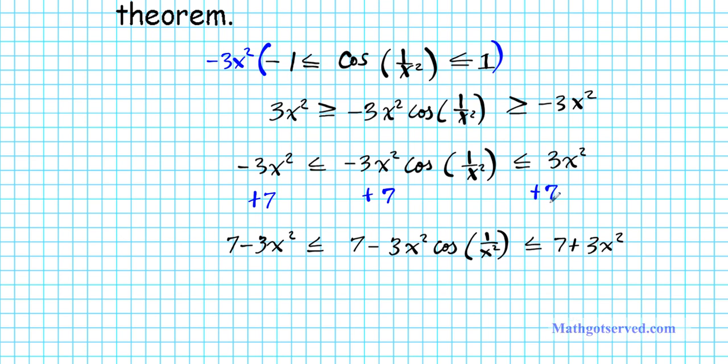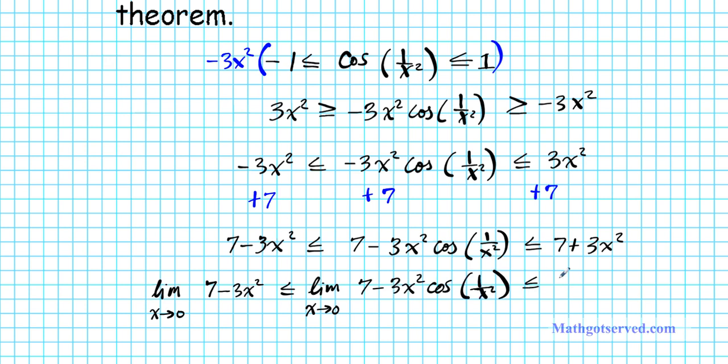Now we're going to take the limits of all three sides of this inequality, and then we're going to see what the boundary limits are going to be. Let's see if this is sandwiched between the same number. Okay, so we're going to take the limit as x approaches 0 of 7 minus 3x squared, less than or equal to the limit as x approaches 0 of 7 minus 3x squared cosine(1 over x squared), and that's less than or equal to the limit as x approaches 0 of 7 plus 3x squared.